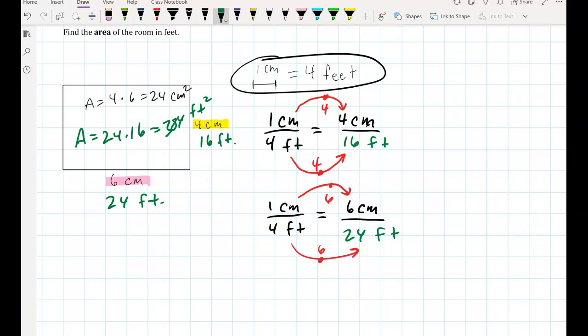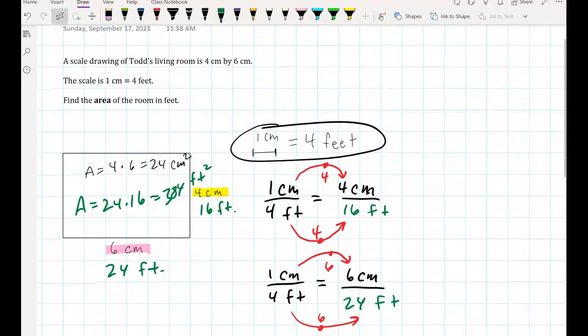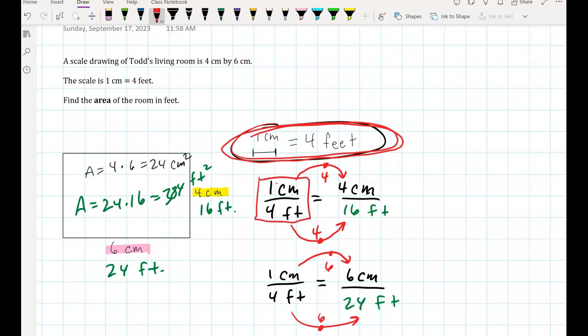Okay, well, there you have it. Just remember, when you're using scale drawings and setting up the proportion, make sure that you are always comparing the scale that they use. 1 centimeter equals 4 feet, and we set it up right here to start, and then finish the rest of the proportion.